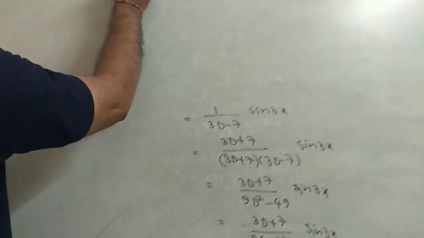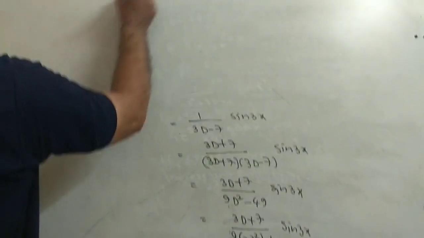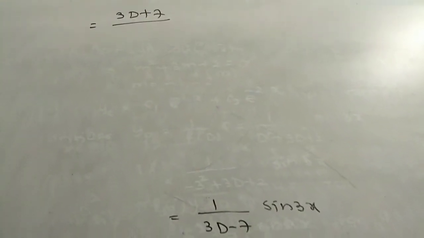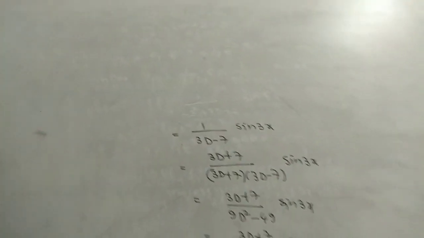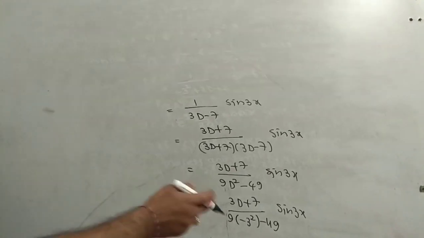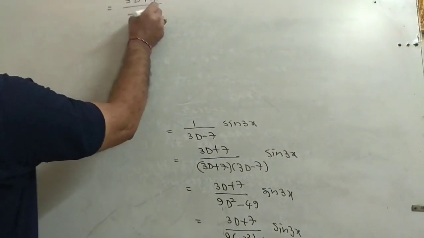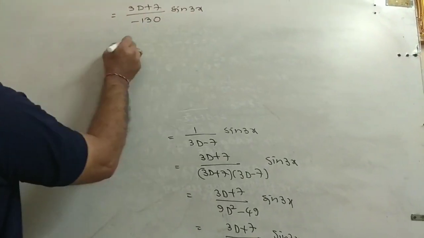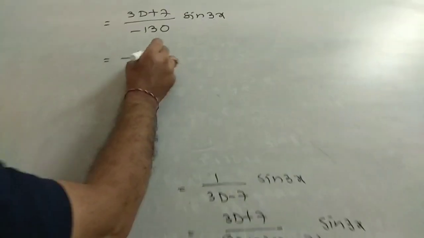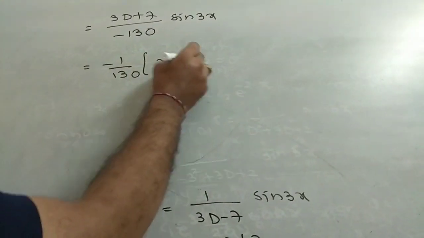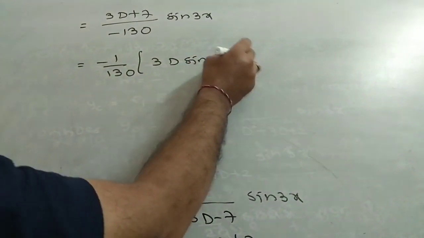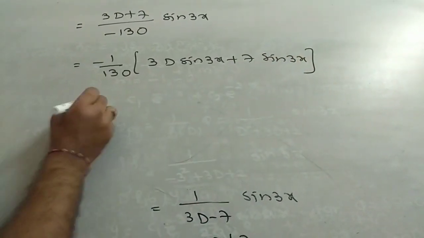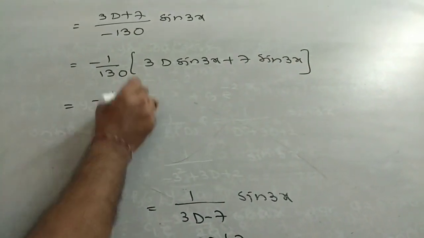Now this is equal to 3D plus 7 divided by the denominator 9 into minus 9. So minus 81 minus 49, minus 130, of sin 3x. So this is equal to minus 1 divided by 130 times 3 into D sin 3x plus 7 sin 3x.